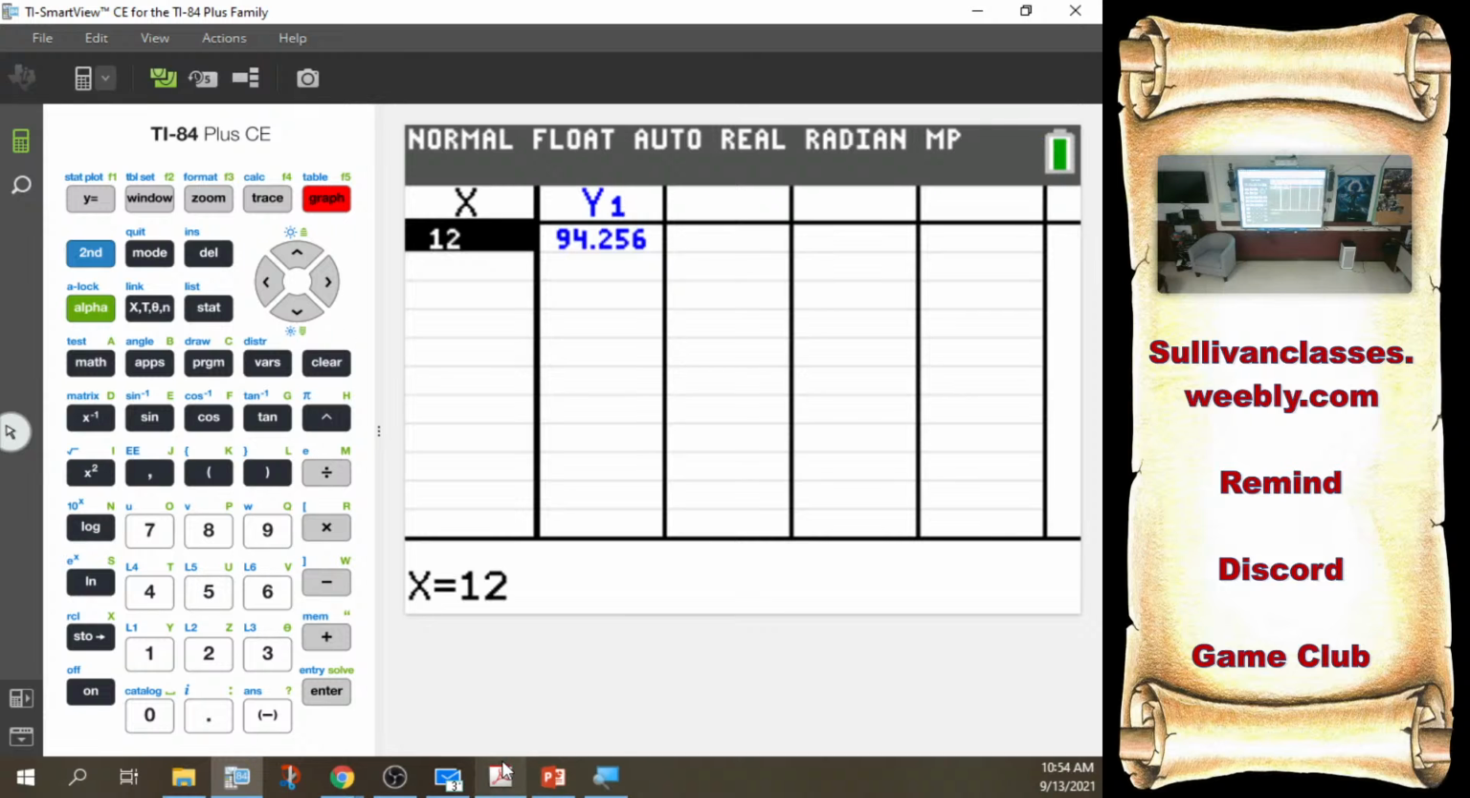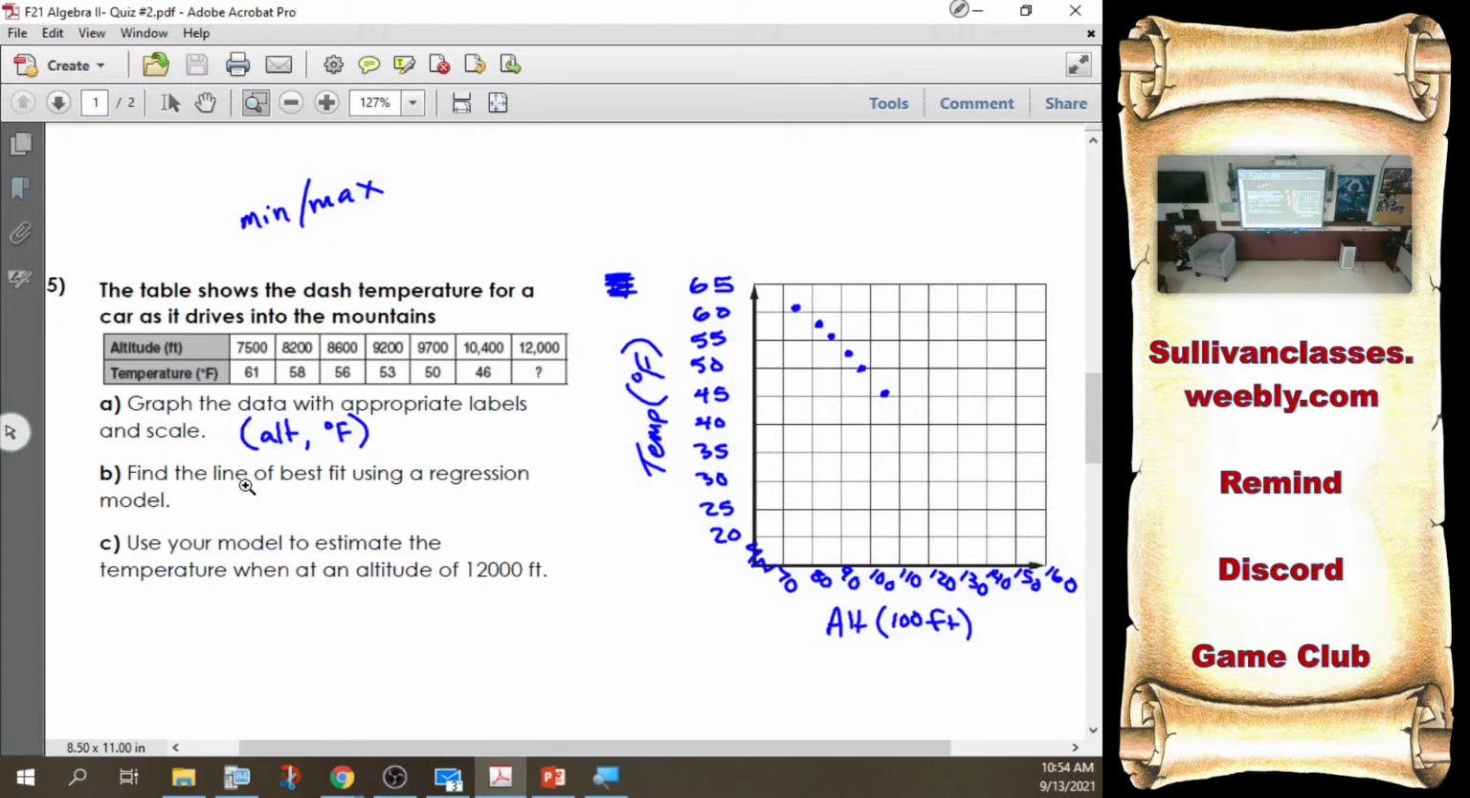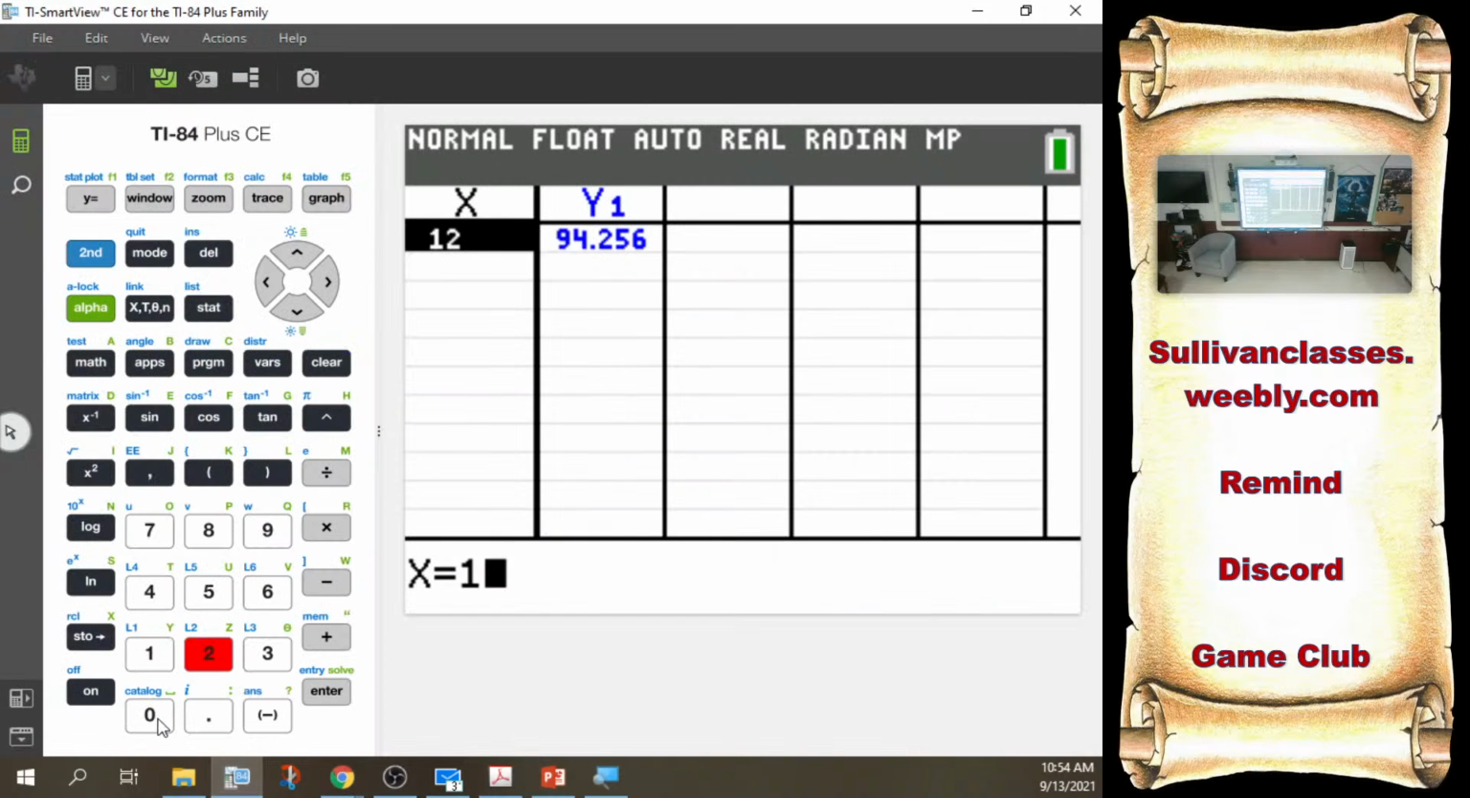Now I can answer the questions on here. It says, find the line of best fit. Okay, we found it. Hopefully you wrote it. Use your model to estimate the temperature at an altitude of 12,000 feet. If I just type at 120, Frank. Doop. About 38 degrees. Okay. Now remember, you get a choice: you can either trace the graph out that far, you can go to the table, or you have the equation now, you can just plug in 120 for x. Whatever you're going to do. Okay.